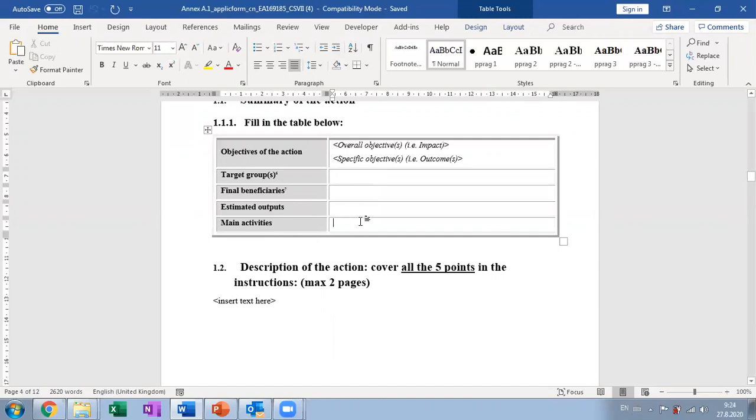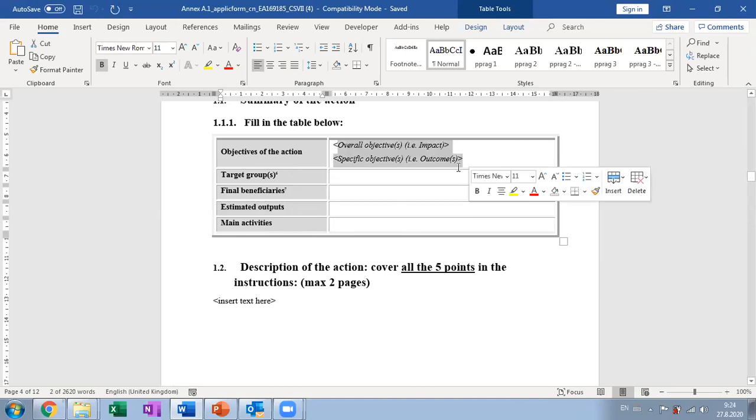Please use numbering when presenting activities. Don't just simply list activities, saying project monitoring, management, capacity building, etc., but number them. Also, please number all your objectives. When we are talking about the objectives of the action and estimated outputs, it's actually those terms we mentioned yesterday: impact, outcomes, and then outputs.